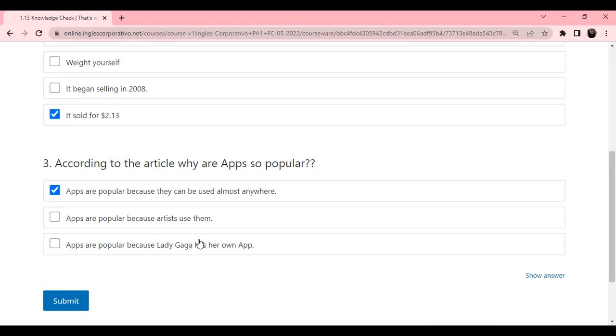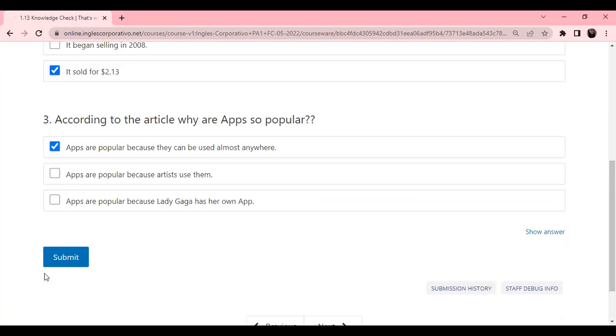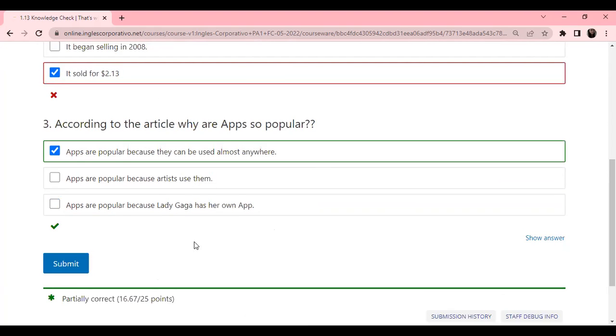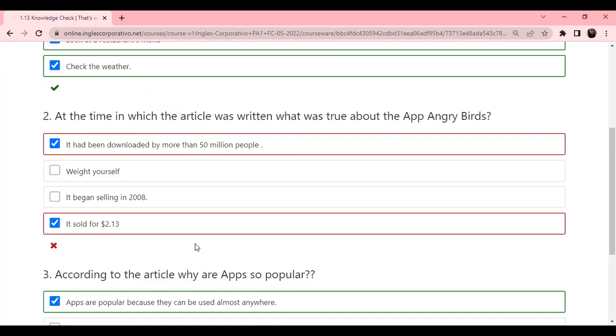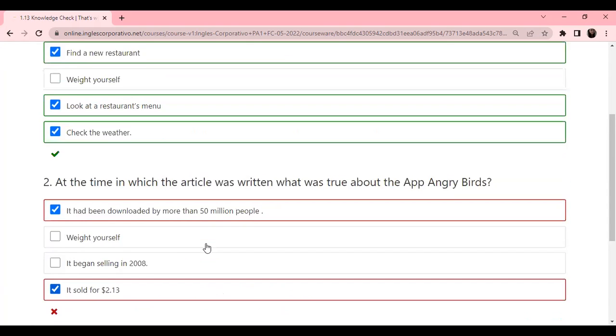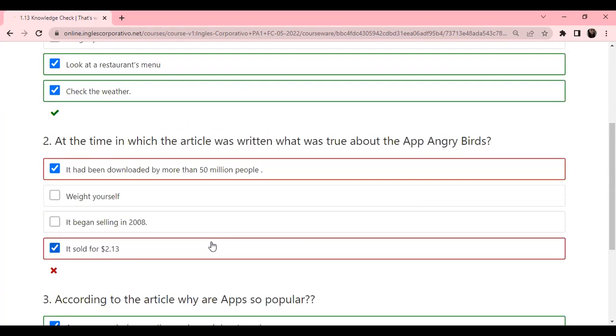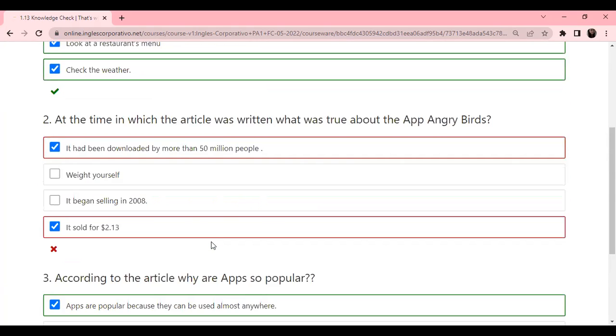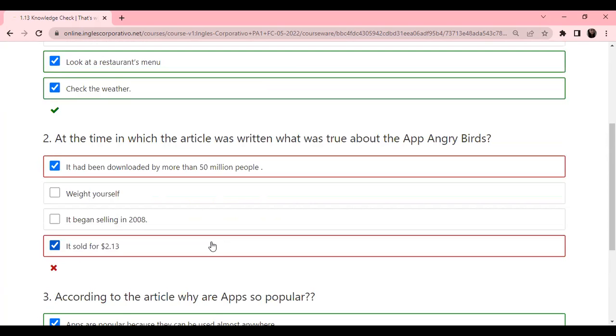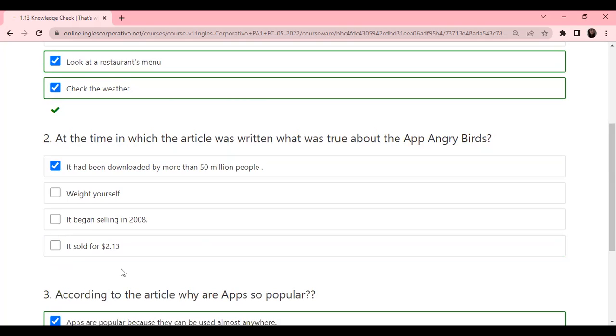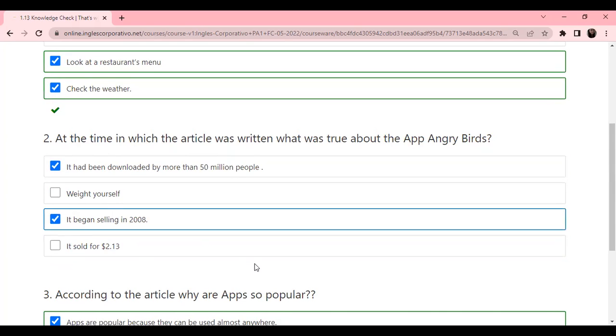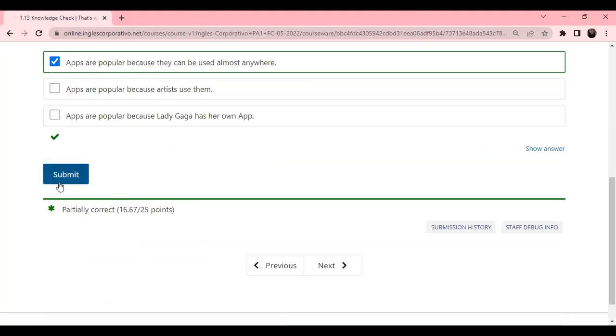Okay. So let's go ahead and check. If I fail, it's your fault. Partial answer. What am I missing? New restaurant. What am I missing? It's sold for $2. Is that correct? Okay. So what's the other one? Only one. It began selling in 2008? I don't know. Let's check. That's right.